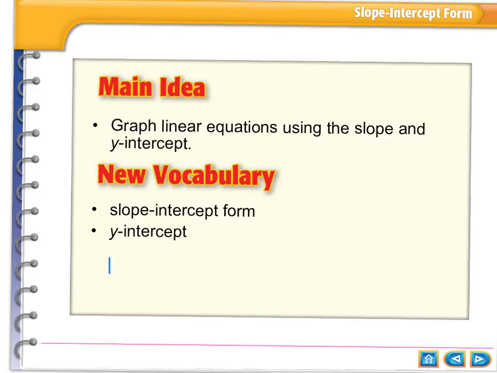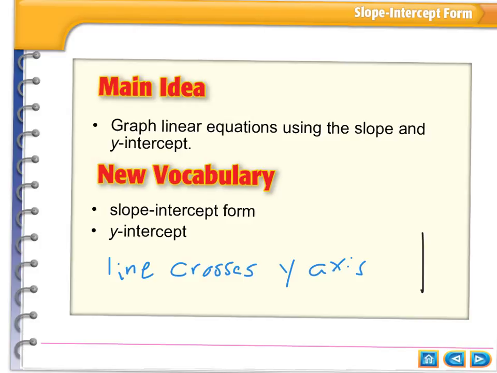Okay, it's where the line crosses the y-axis. Right? The y-intercept is the point where it crosses the y-axis.